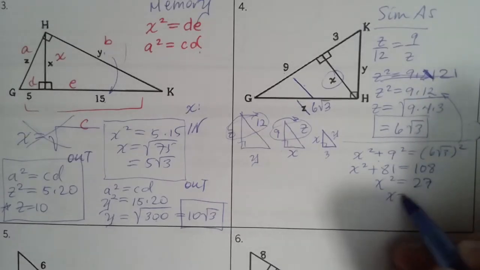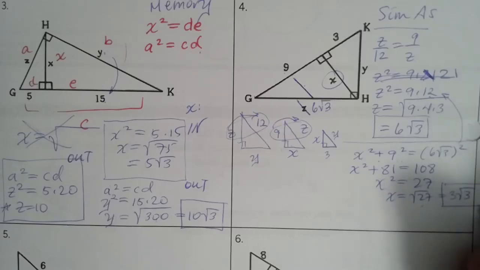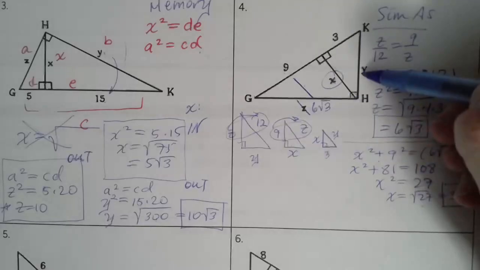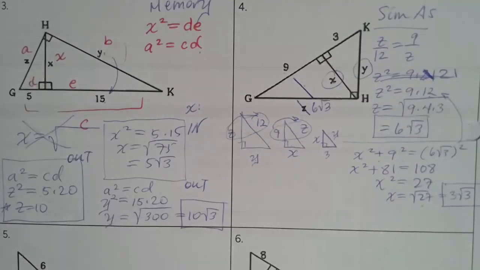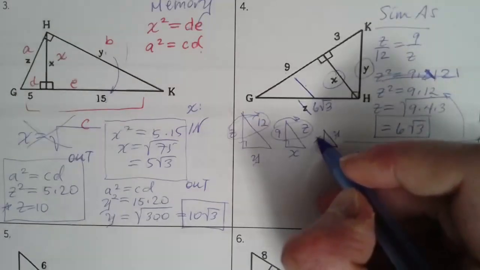And of course, x must be the root of 27. This has a factor of 9 times 3, so a simpler form would be 3 root 3 for the value of x. Now that I know x, I can go back and plug it in, and then use Pythagorean theorem again to calculate the value of y. Alrighty? So, I'm going to do that same thing. I'm going right here now.